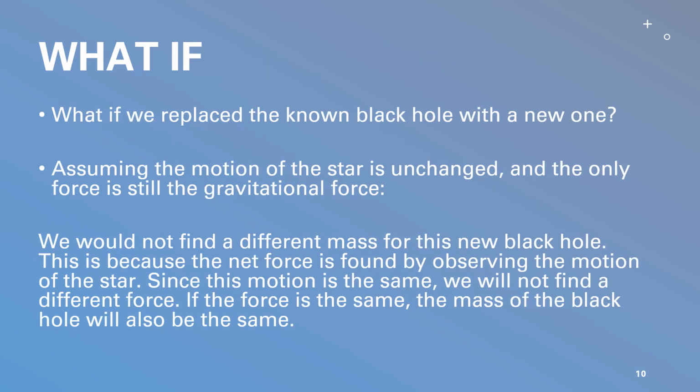What if we were to replace the known black hole with a new one? Assuming that the motion of the star is unchanged and the only force is still the gravitational force, we would not find a different mass for the new black hole. This is because the net force is found by observing the motion of the star. Since the motion is the same, we will not find a different force. If the force is the same, the mass of the black hole will also be the same.